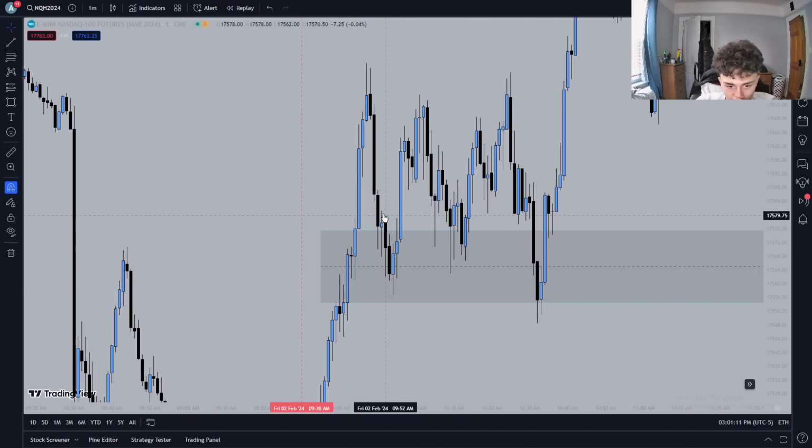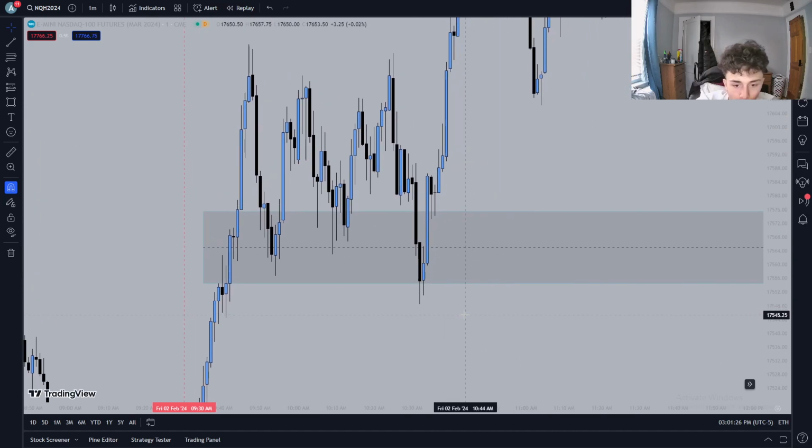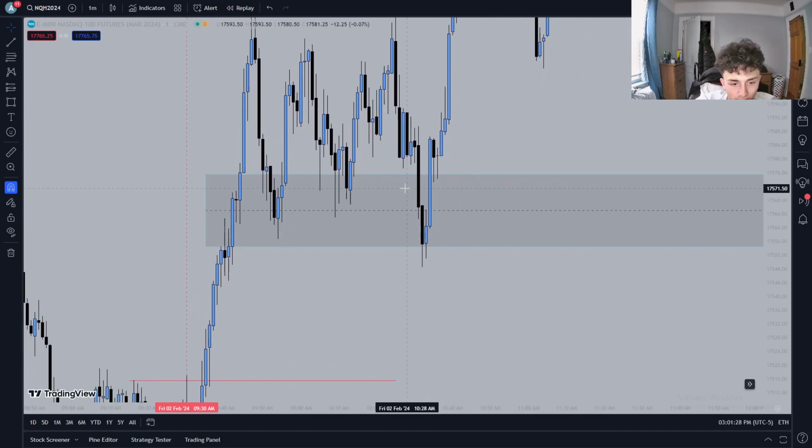Taps in. Does it break structure? No. But it creates this inverse. So you can take an entry off the inversion and a rally up, even though it consolidates in here. Or this was price engineering liquidity.